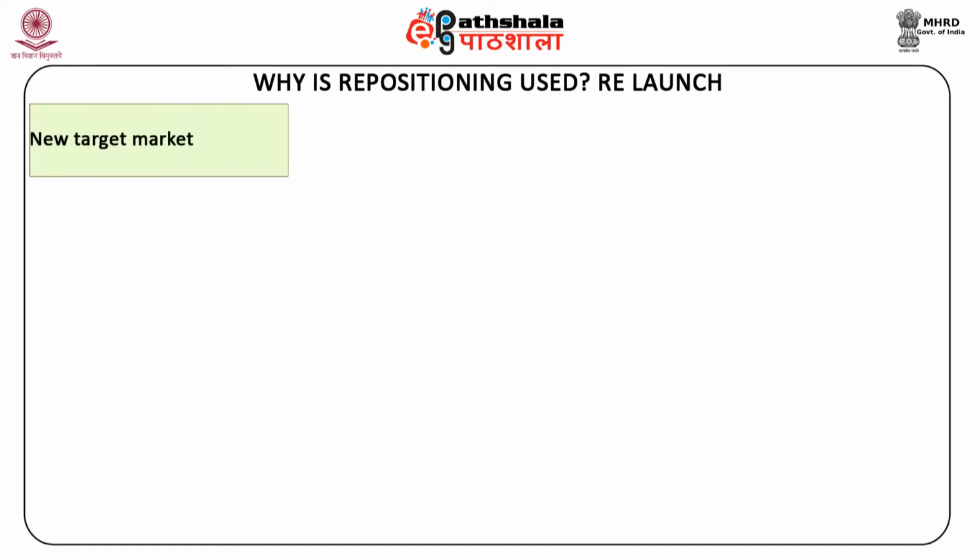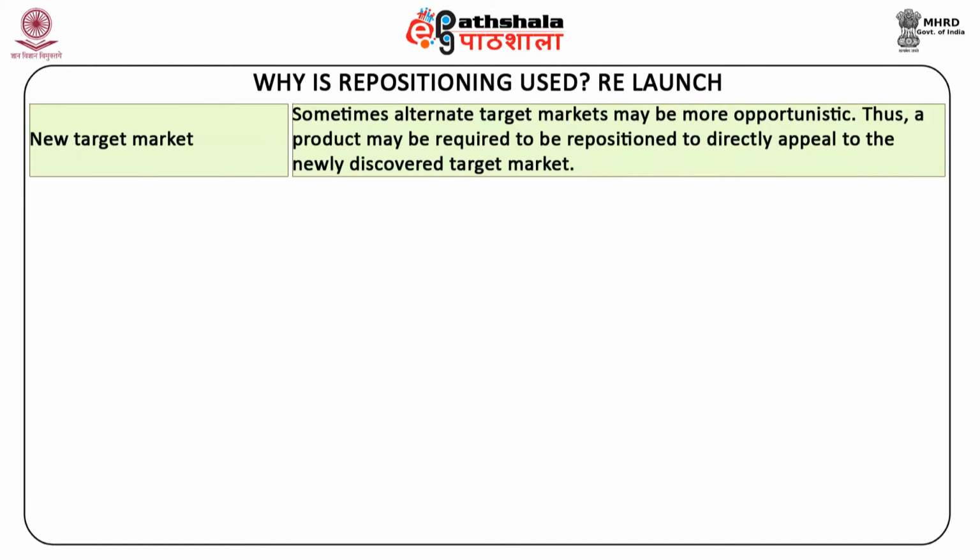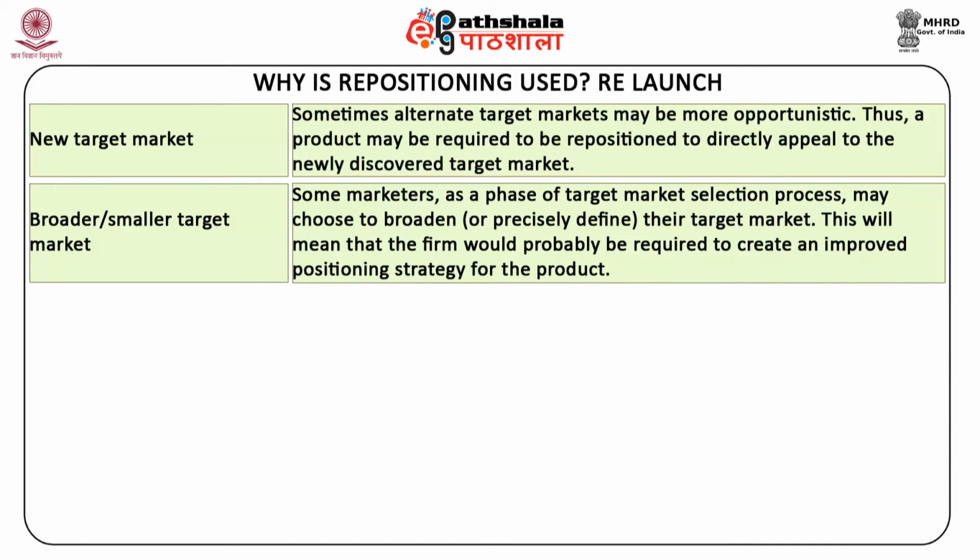Next, new target market. Sometimes alternate target markets may be more opportunistic. Thus, a new product may be required to be repositioned to directly appeal to the newly discovered target market. Next, broader or smaller target market. Some marketers, as a phase of the target market selection process, may choose to broaden or precisely define their target market. This will mean that the firm would probably be required to create an improved positioning strategy for the product.